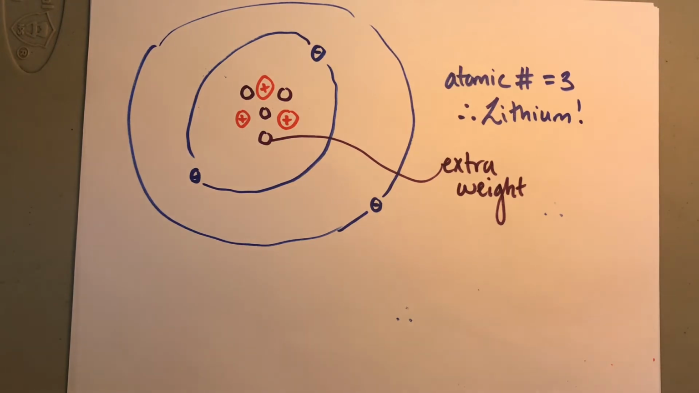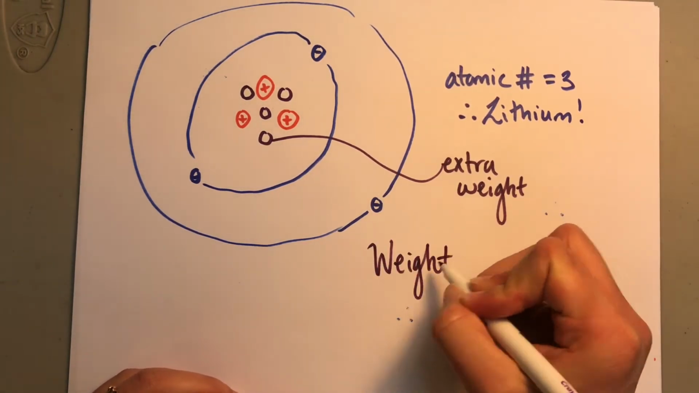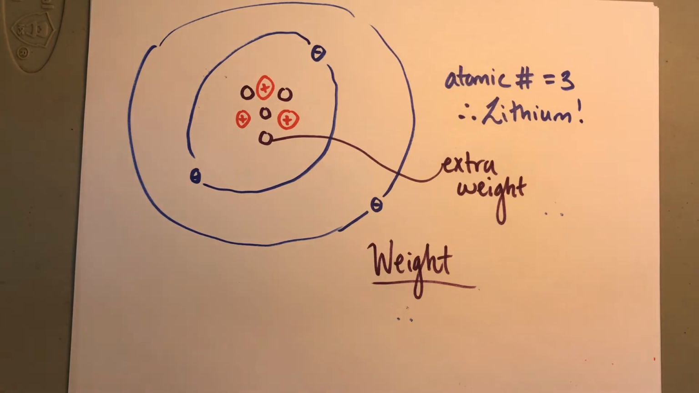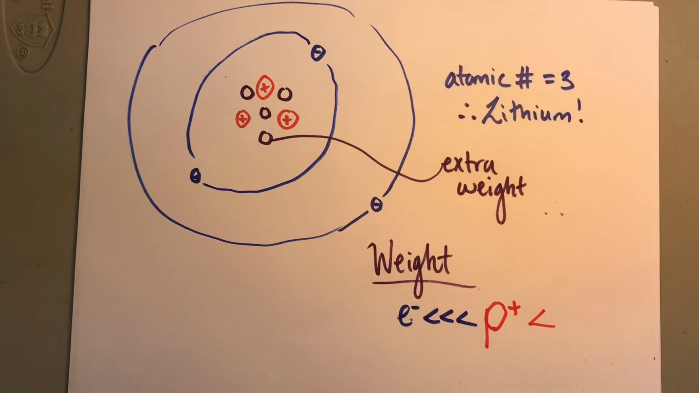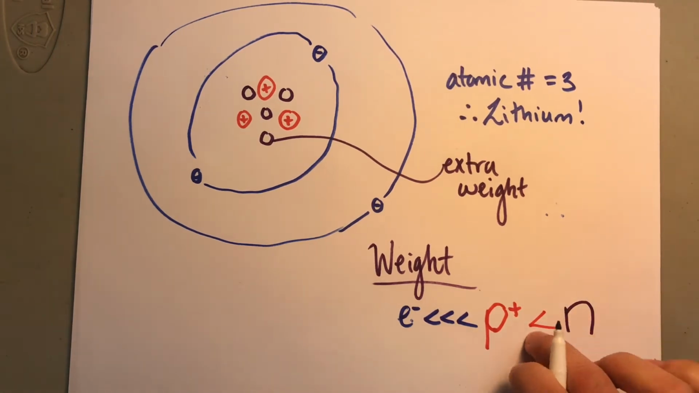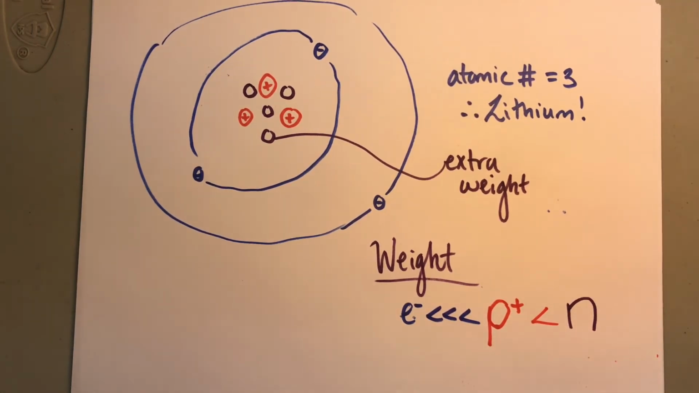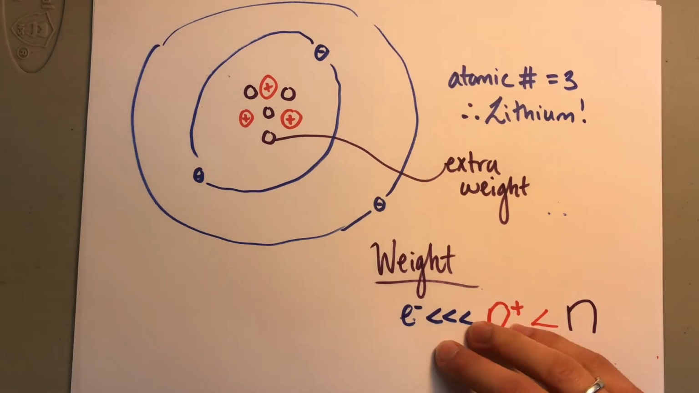If we talk about the relative weight of all these different things, we have electrons, which are the tiniest. They're really, really small. And they are much smaller than protons, which is the next smallest. And then protons are even smaller than neutrons. So neutrons are the biggest, then I have protons, then electrons are the smallest. They're very, very tiny.